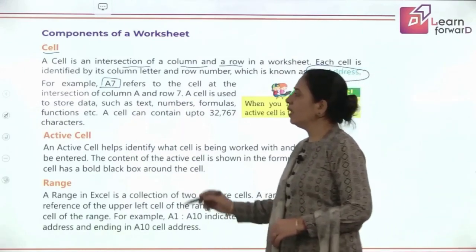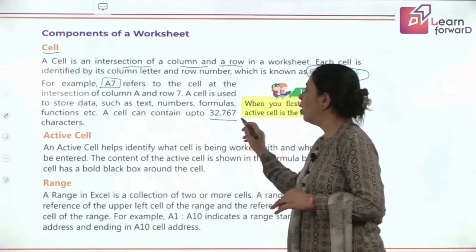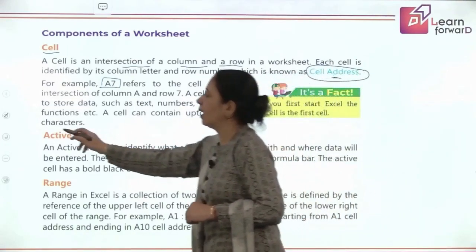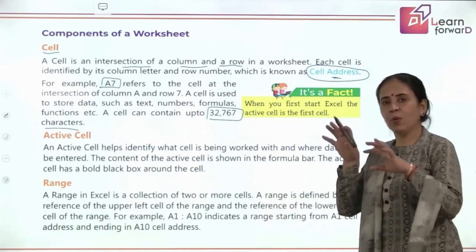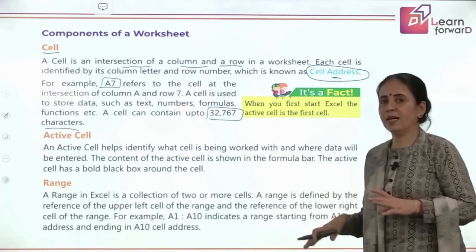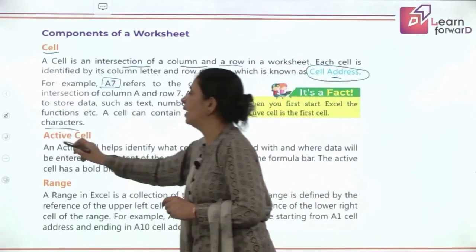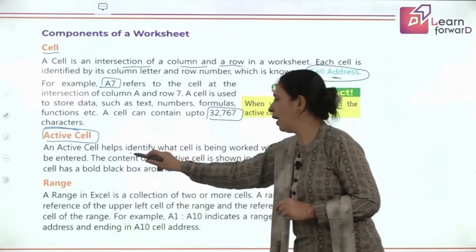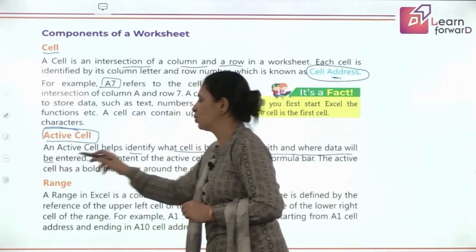Okay. And then how much data can come in one cell? That's another question. You can have almost 32,767 characters stored in one cell. Now, what is the active cell? The active cell is where the alphabets, characters, and numbers you type from the keyboard are actually going. Whichever cell is selected at a moment is called the active cell. It helps you identify which cell is being worked with and where the data is getting entered. That's called the active cell.